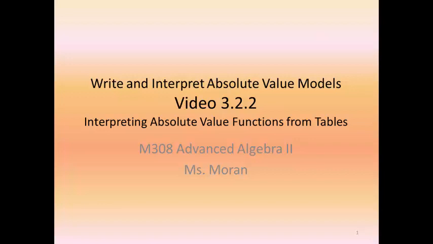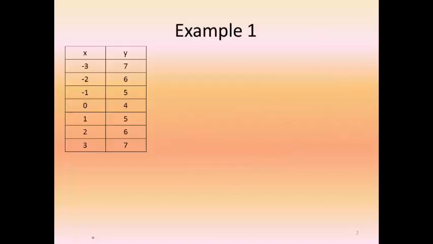We're still working on our second standard, which is to write and interpret absolute value models. So we're going to be working with models, and in this case, our model is going to be a table. We're going to have tables that are representing absolute value functions. So make sure that's on the top of your paper, and when you're ready, let's get started.